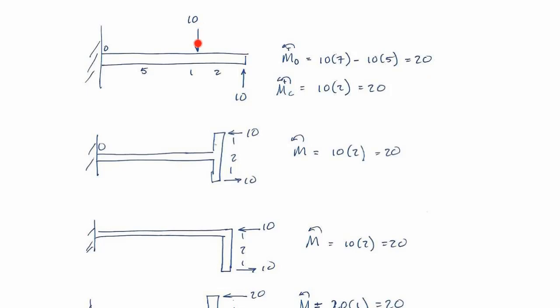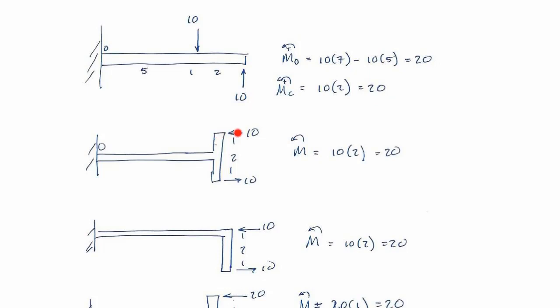Or I can recognize that 10 and 10 are equal, opposite, parallel, and not collinear. Therefore, they have a couple moment associated with it of 10 times 2, which is equal to 20. So in other words, if you sum the moments about point O, you'd get 20, or if you just recognize it as a couple, you get 20. It works the same way.